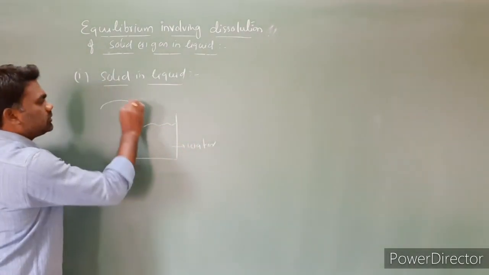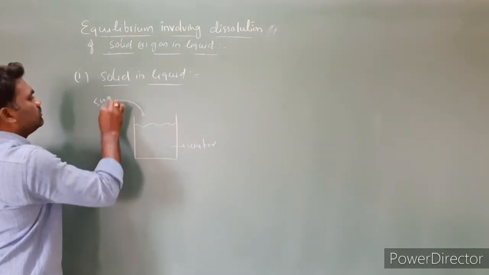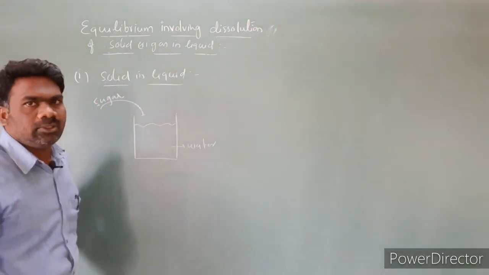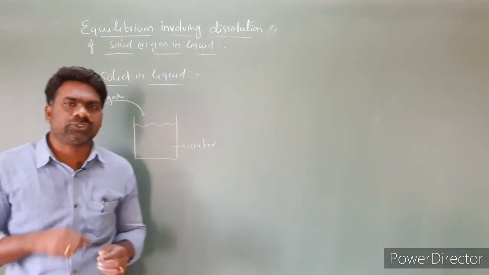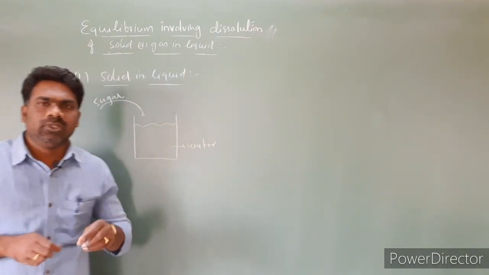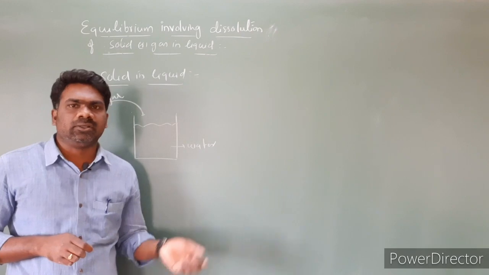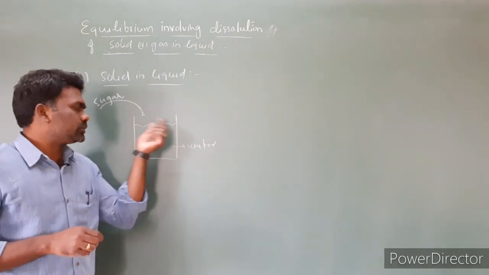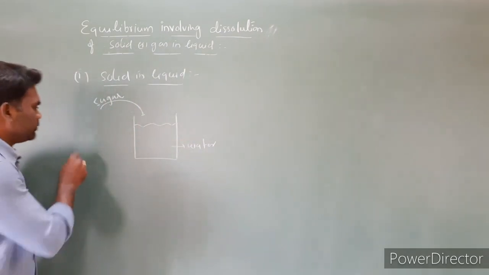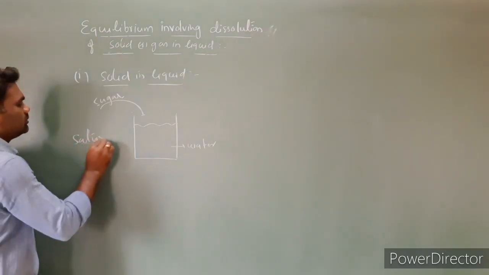To this water I am adding sugar. Whenever a small quantity of sugar is added, the sugar will be dissolved in the water. We know very well. When an excess quantity of sugar is added, the solution will become saturated. So we have to make a saturated solution.